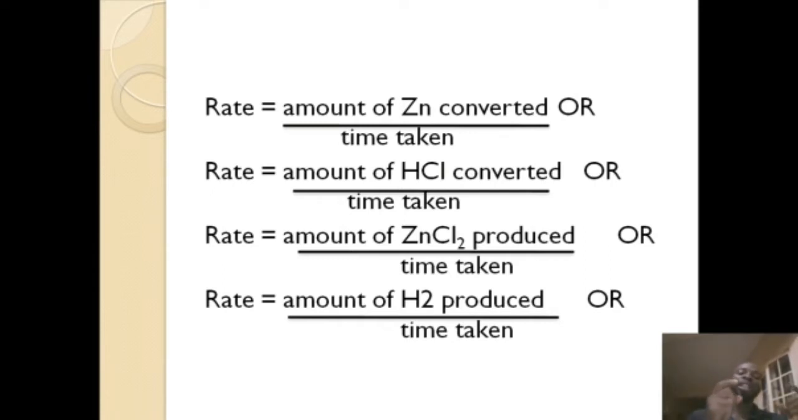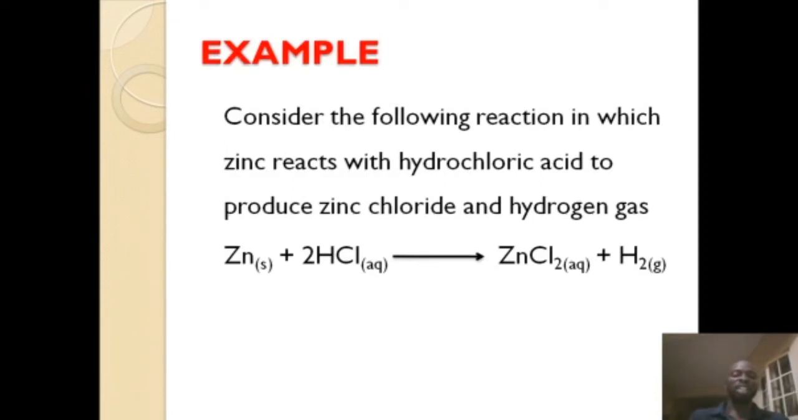Or the rate is equal to the amount of HCl converted. Remember, HCl is also a reactant. We have 2 reactants from that equation: zinc plus hydrochloric acid. Zinc is one reactant, hydrochloric acid is another reactant. So now we are looking at the first 2 equations, which explain the reactant being converted.